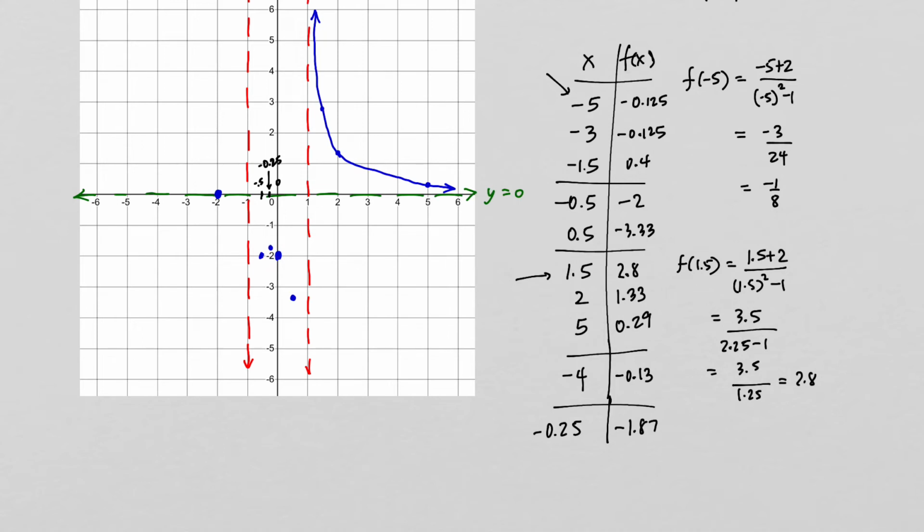And then you might also want to plug in another point a little bit closer to negative 1 if you really want to understand what's happening there. So I might plug in negative 0.75. And if we plug that into our calculator, we get negative 2.86. And so at negative 0.75, which is right about there, we get negative 2.86, which is down here.